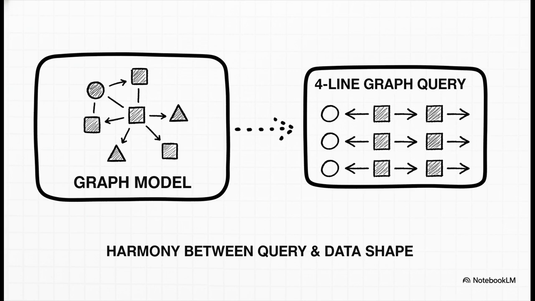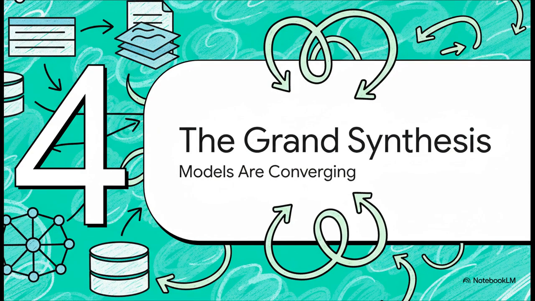4 lines. It's clean, it's elegant, you can actually read it like a sentence, and those little arrows, they're not just for show, they're literally drawing the path you're looking for. The clarity here isn't just nice syntax, it's a massive sign that your data model and your problem are finally in perfect harmony. So, what does this all mean?